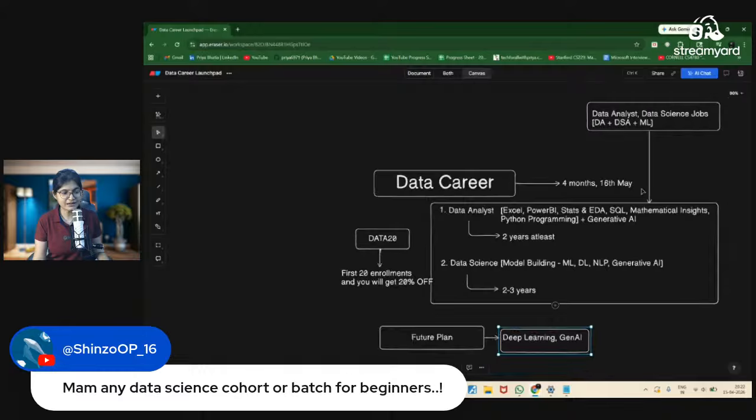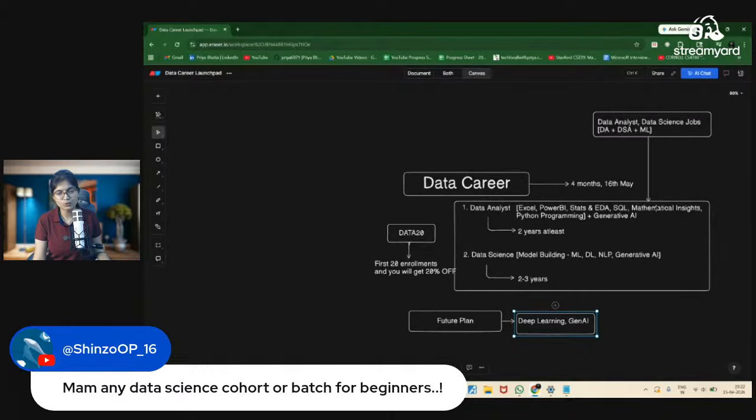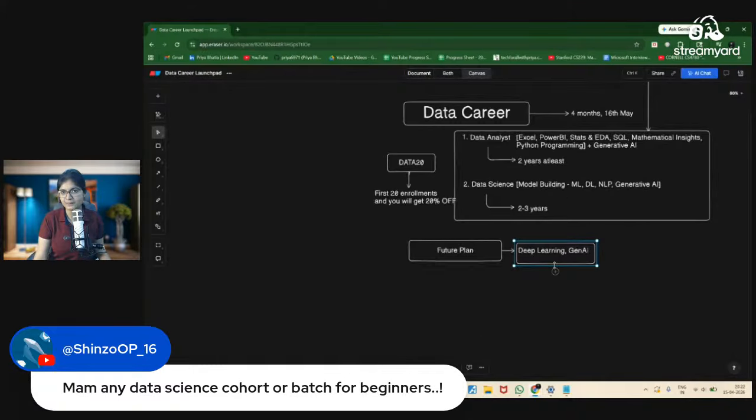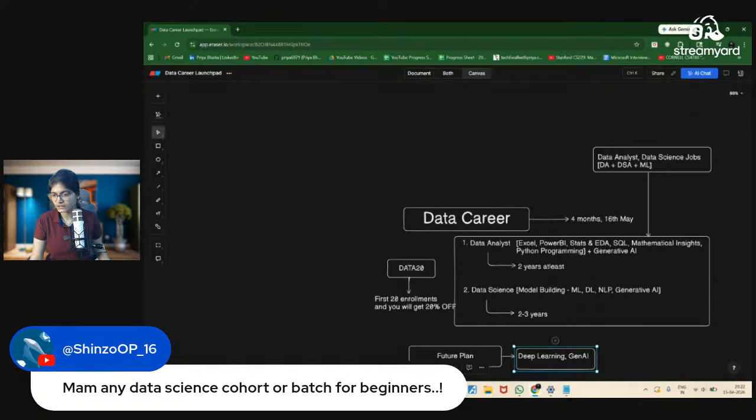So I am not planning to launch, at least right now, any entry level data science specific course separately, because I feel everything is covered here. What I am planning, as I have mentioned, is the advanced portion in the future, where we will be covering this deep learning stuff, NLP stuff, Gen AI stuff, right?